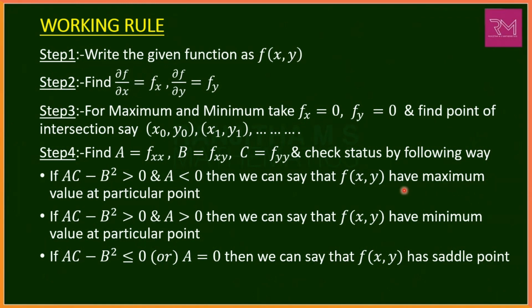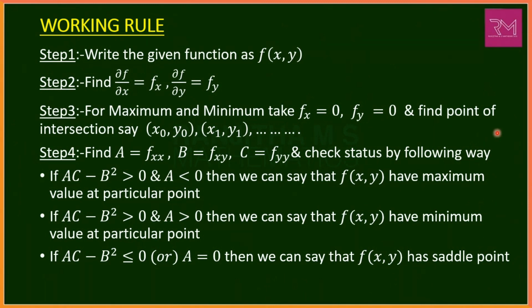To find the maximum value, first we have to find A, B, C. A is nothing but f double x, that is del square f by del x square. B is del square f by del x del y. C is del square f by del y square. And check the status in the following ways. That means AC minus B square is greater than 0 and A is less than 0. In that case we can say that f of x comma y has a maximum value at a particular point. If AC minus B square is greater than 0 and A is greater than 0, then f of x comma y has a minimum value at a particular point. If AC minus B square is less than or equal to 0 and A is equal to 0, then we can say that f of x comma y has a saddle point.